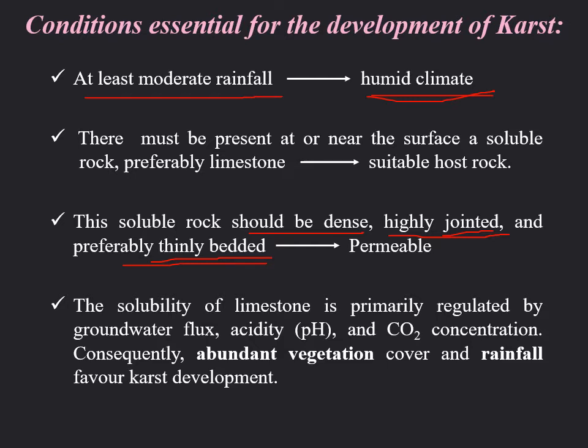And lastly, the solubility of limestone is primarily governed by the groundwater flux. That means how much groundwater is supplied to that exposed rock surface, the acidity of the water, and the carbon dioxide concentration in the soil as well as in the atmosphere. So the more carbon dioxide or other pollutants like sulfates and nitrogen dioxides are in the atmosphere, the more acidic solution will form during the rainfall.